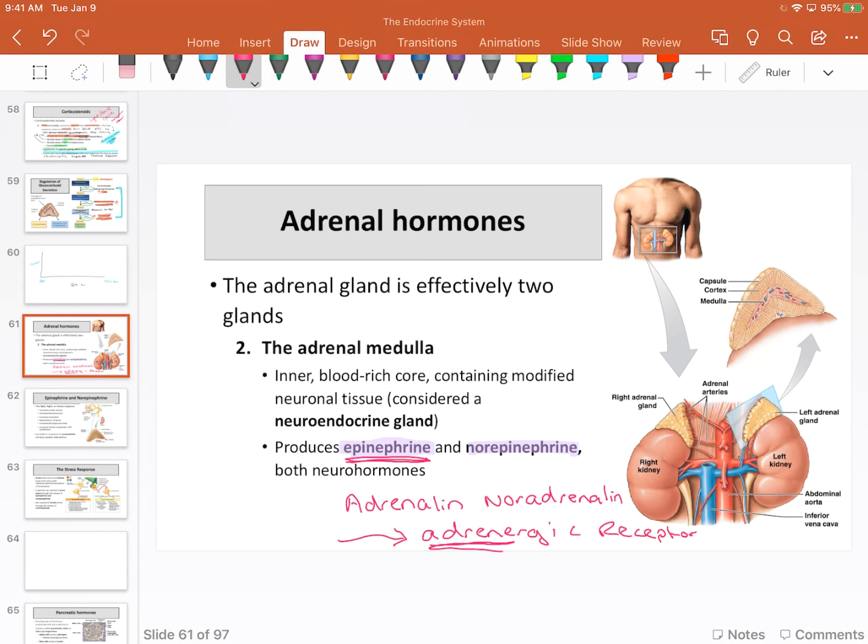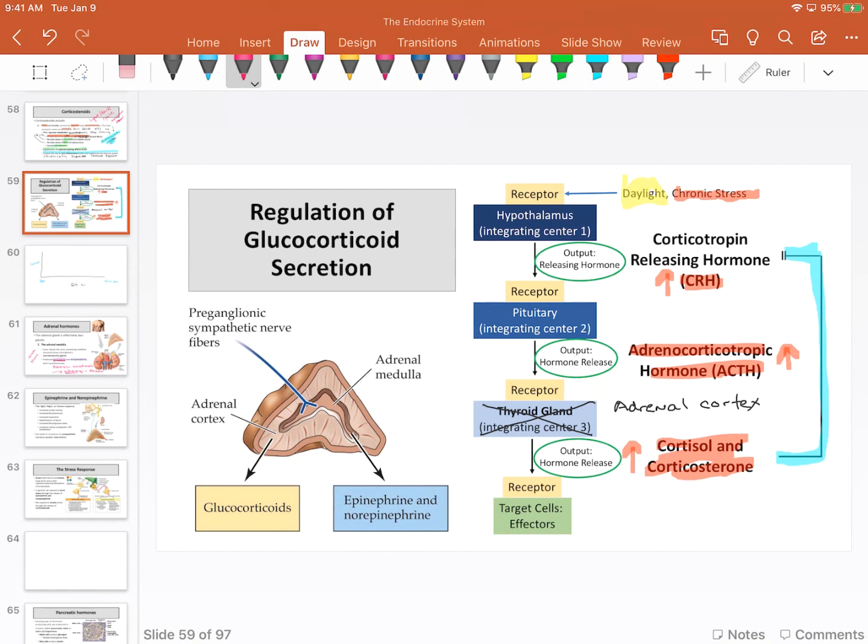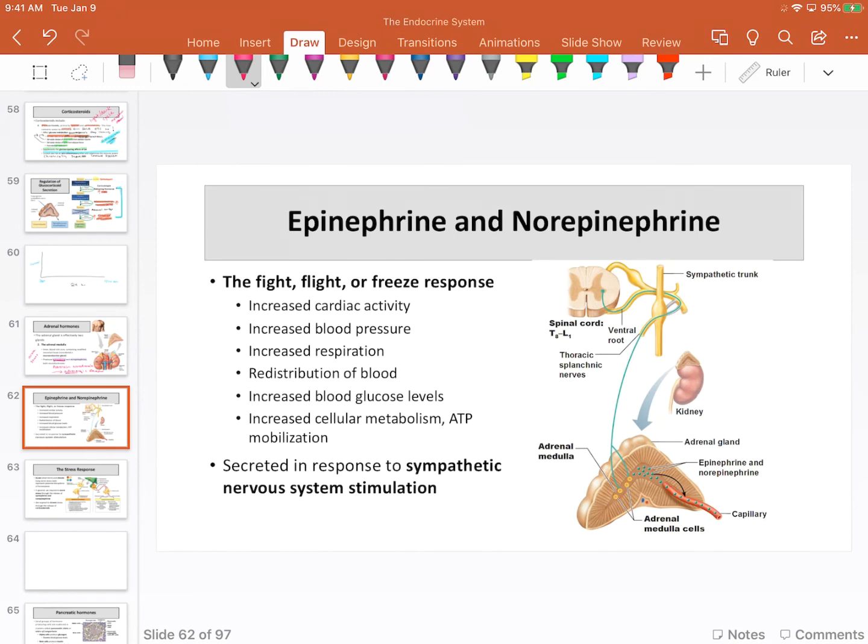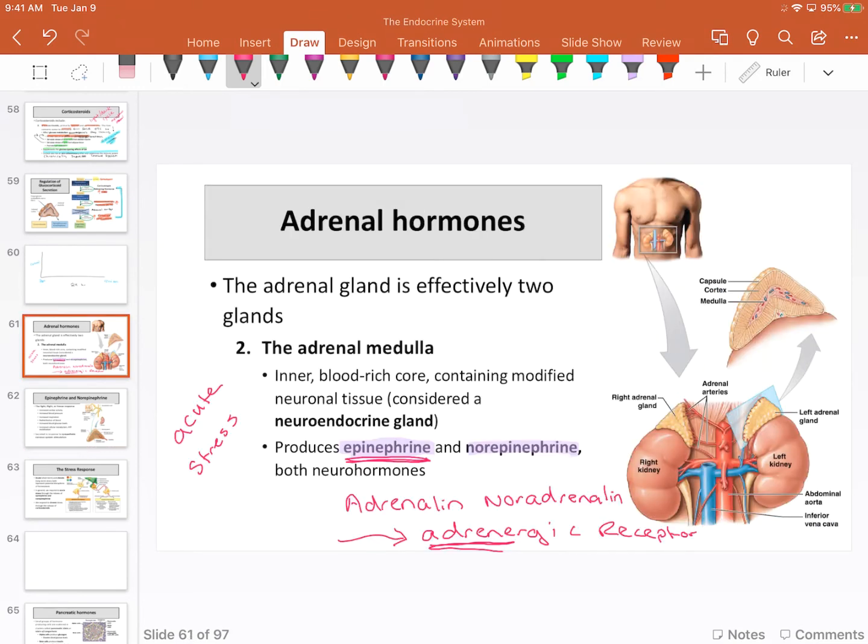Epinephrine is released in response to acute stress. Let's go back up here. This is due to chronic stress. So acute stress and chronic stress, acute stress and chronic stress.